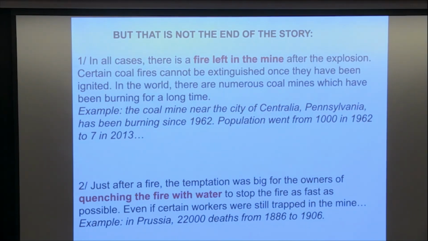The worst part is that once you have an explosion in a mine like this one, you usually have a fire. This fire can burn forever. We don't know how to stop it. It's like a barbecue of 2 square kilometers, and so it keeps burning forever. The example here of this city in Pennsylvania, it started burning in '62. It's still burning. They tried everything to stop it. They cannot do it.